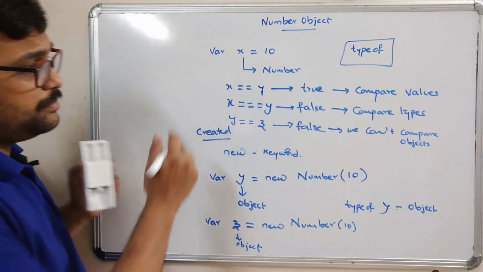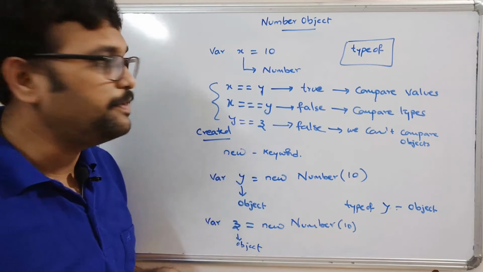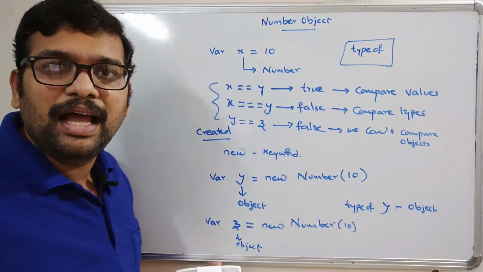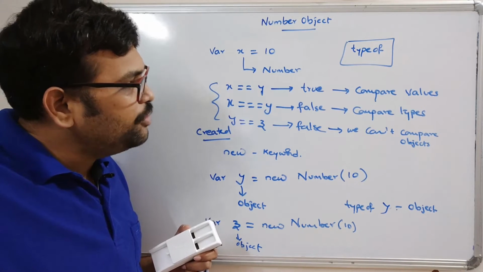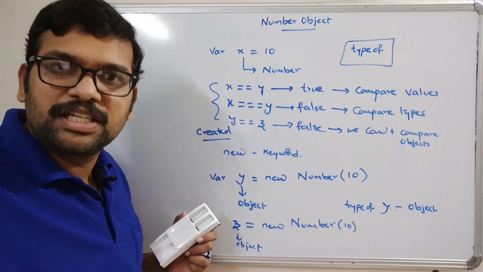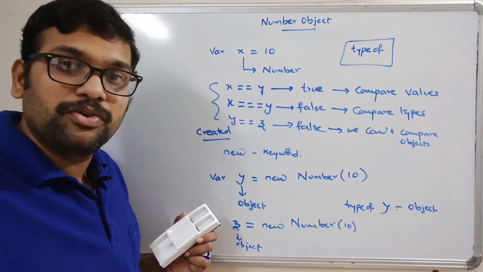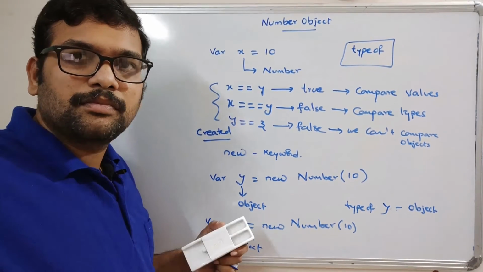So this is the difference between all these things: double equals, triple equals. If both are values, then we have to use double equals. If you want to compare the types, we have to use triple equals, and objects should not be compared.